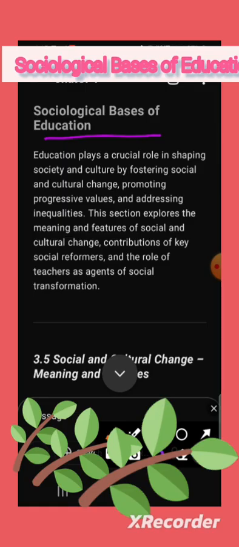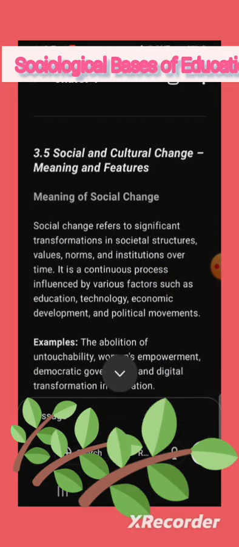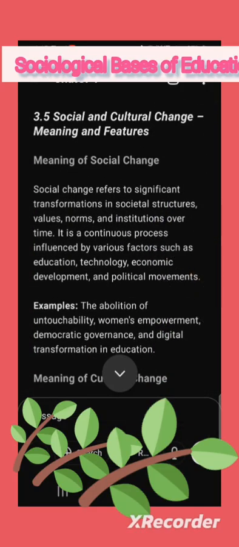Social and cultural change. Social change refers to the transformation of social institutions, behaviors, relationships, and cultural norms over time. It can be gradual or sudden and may be influenced by various factors such as education, economic development, political movements, scientific discoveries, and technological advancements.